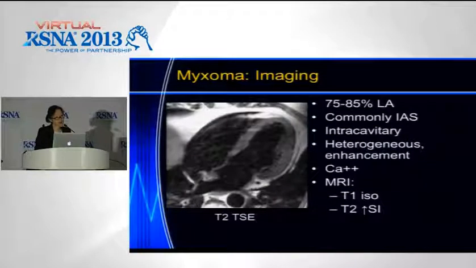Imaging-wise, most of them are found in the left atrium, as we see in our examples here. They're usually attached to the interatrial septum and intracavitary lesions. They're very heterogeneous, as they can have myxoid, cystic, fibrous, osseous components or hemorrhage. And they do demonstrate enhancement. At MR, they're fairly iso-intense on T1 weighted imaging and hyperintense on T2 weighted imaging.